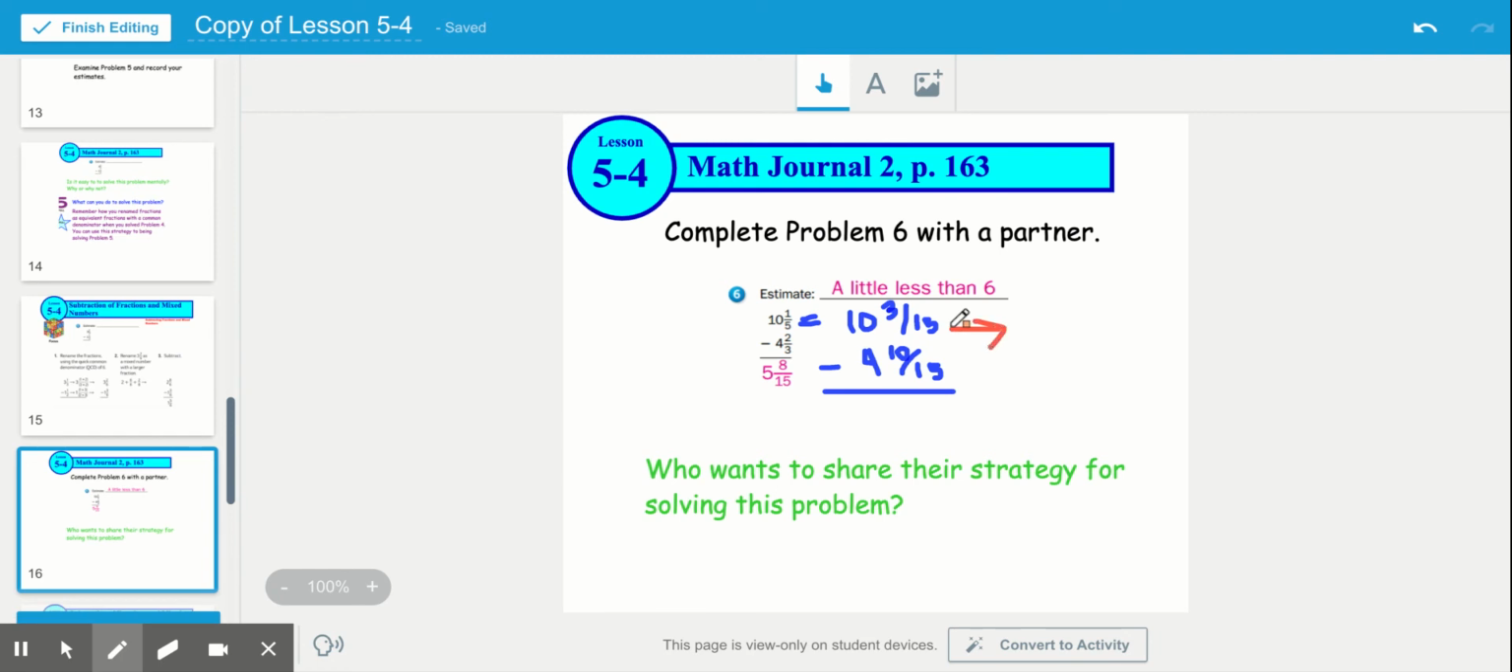So my 10 and 3/15 becomes 9 and 18/15 because I took out 15/15. You can see that there. And now I can subtract my 4 and 10/15 and put that in there. Now I can take 18 minus 10, which is 8. And we keep our denominator of 15, and 9 minus 4 is 5, which gives us this final answer of 5 and 8/15.